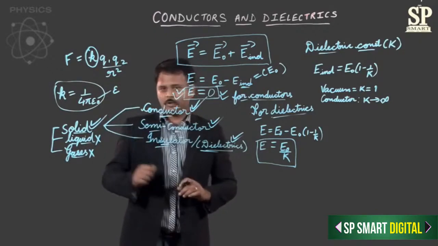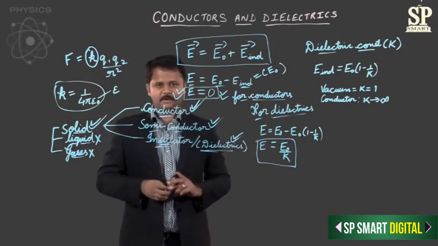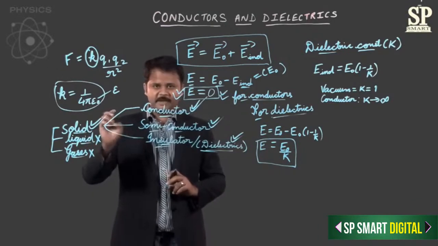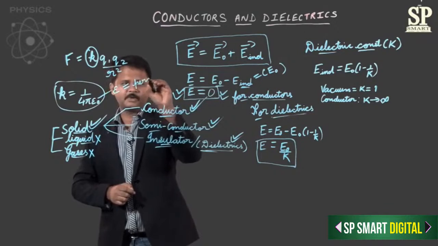Now, I also told you that k can be expressed as 1 upon 4 pi epsilon for any other particular medium, where epsilon is the permittivity of the material or the medium.